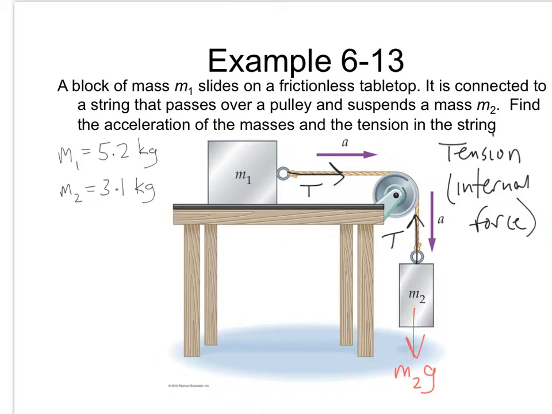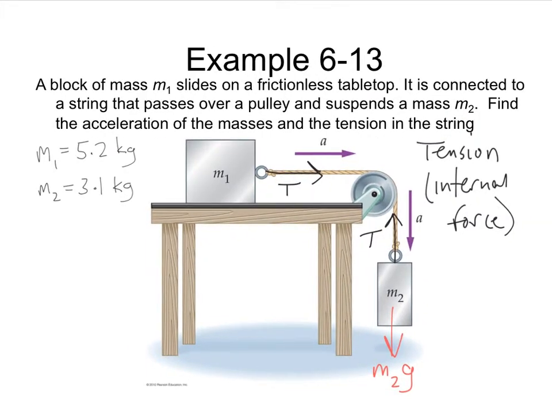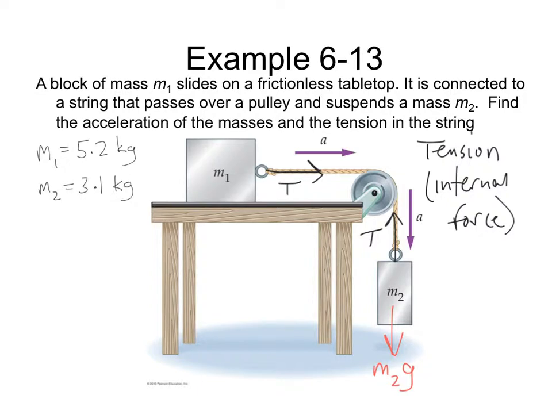Okay, so for part A, we're going to be finding the acceleration of the whole system. Then we're going to be finding the tension in the string. So as a plan of action, we're going to be looking at the whole system to find the acceleration. And then we're going to be looking at one of the individual masses, not both of them, but just one of them that has a tension force on it, to see if we can solve for what that tension is.